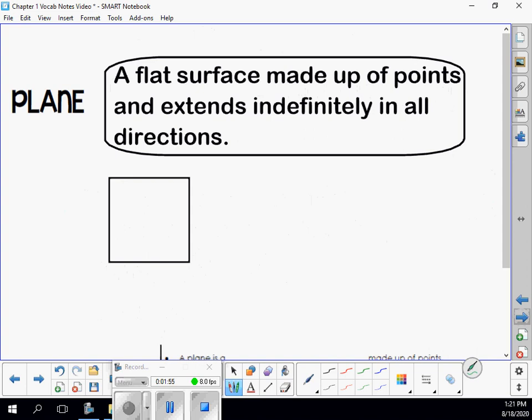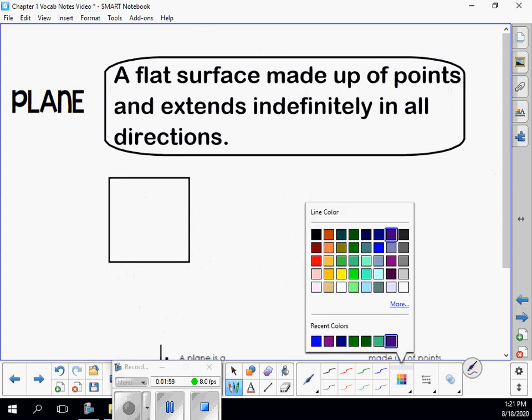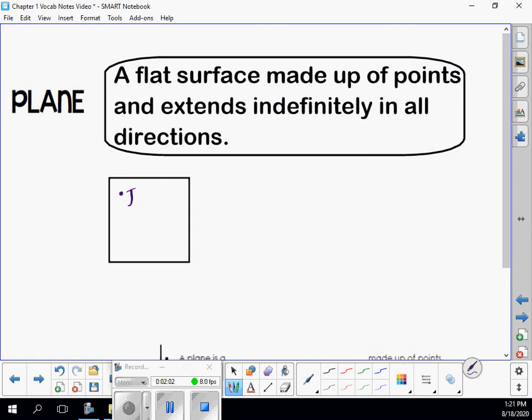A plane is a flat surface made up of points and extends indefinitely in both directions. So think of your piece of paper, but the piece of paper is never going to stop. There's a lot of points on there, but they're going to show you at least 3 points because to name it, you need 3 points. So a line needs 2, a plane needs 3. Again, points we squish together with their capital letters.